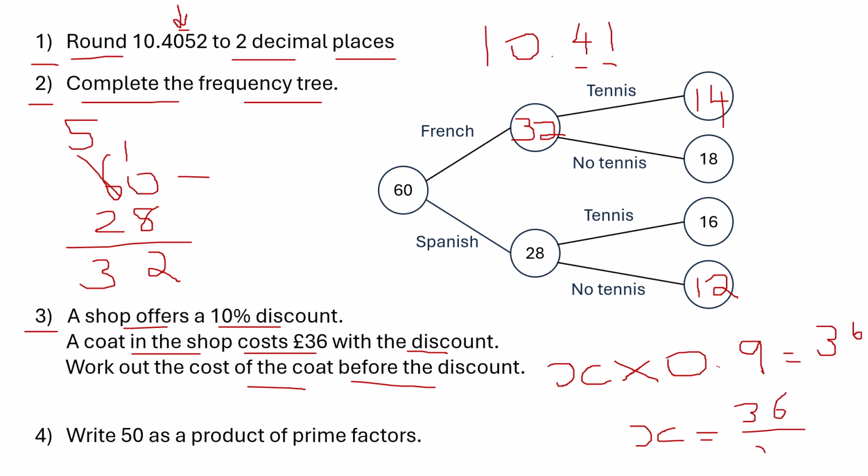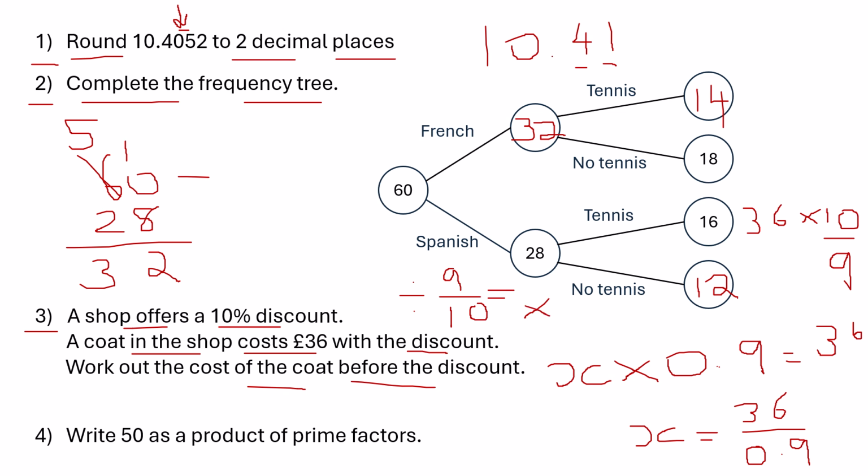Here, I can do one of 2 ways. I know that 0.9 as a fraction is 9/10. So dividing by 9/10 is the same as multiplying by 10/9. So I'm going to do 36 times 10/9. So dividing by 0.9 is the same as multiplying by 1.1 recurring, or 10/9, because 0.9 as a fraction is 9/10. And if you divide by a fraction, you multiply by the reciprocal.